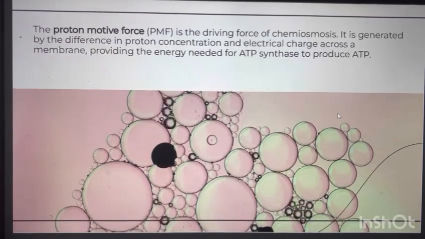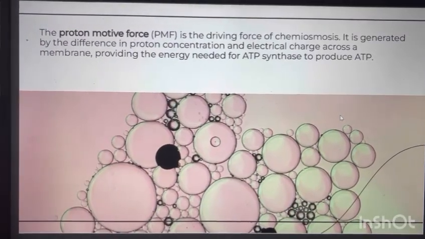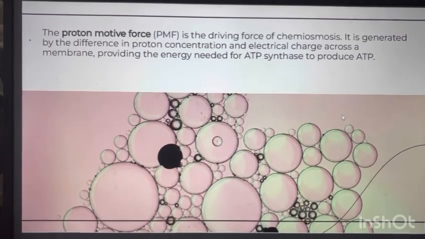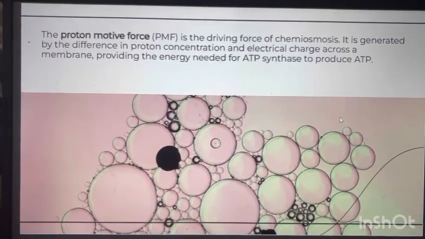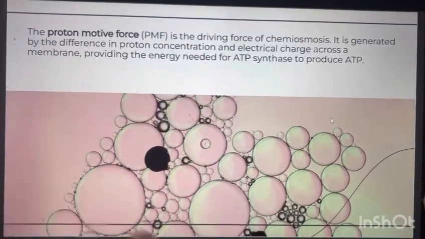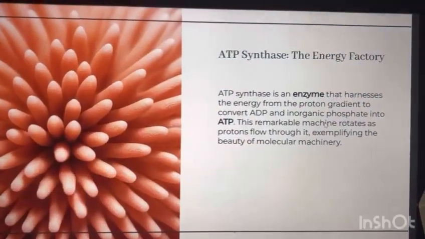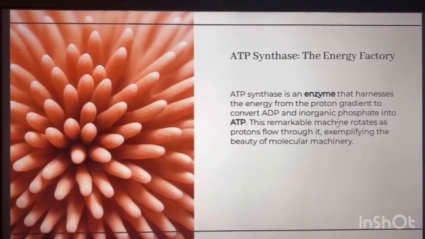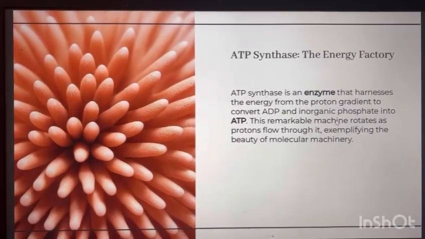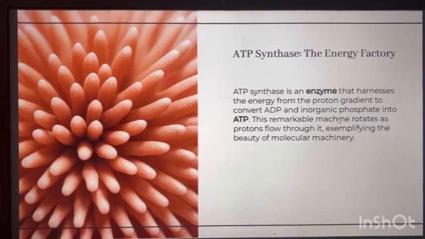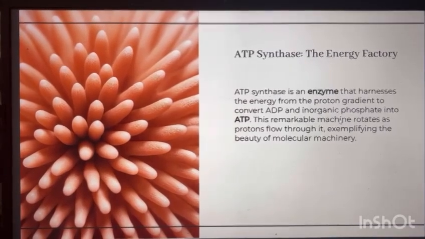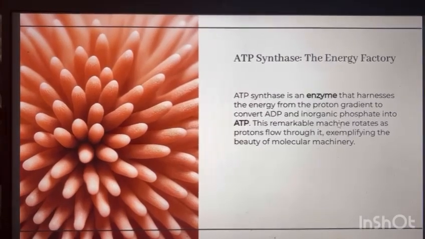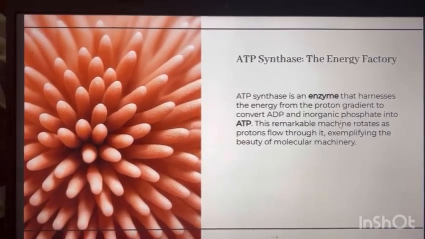The proton motive force is the driving force of chemiosmosis. It is generated by the difference in proton concentration and electric charge across a membrane, providing the energy needed for ATP synthase to produce ATP. ATP synthase, the energy factory. ATP synthase is an enzyme that harnesses the energy from the proton gradient to convert ADP and inorganic phosphate into ATP. This remarkable machine rotates as protons flow through it, exemplifying the beauty of molecular machinery.